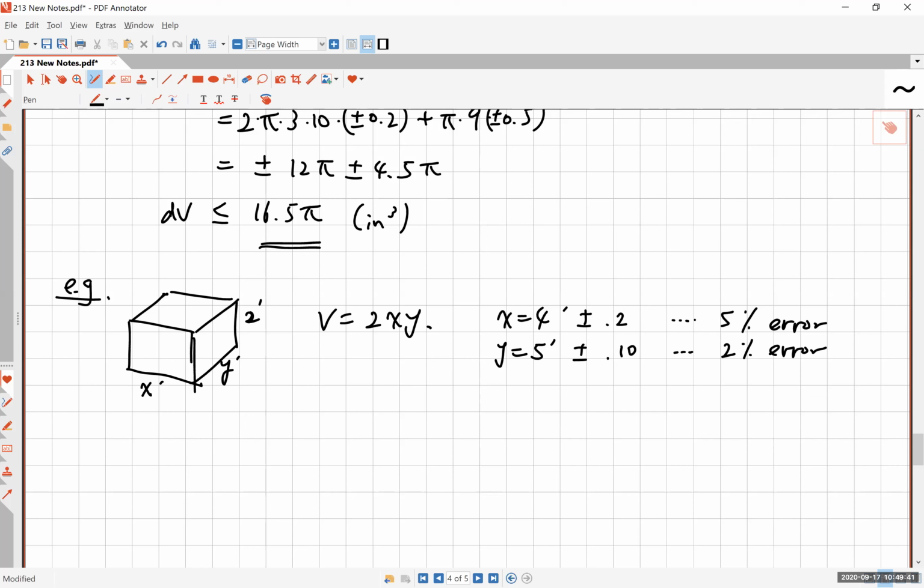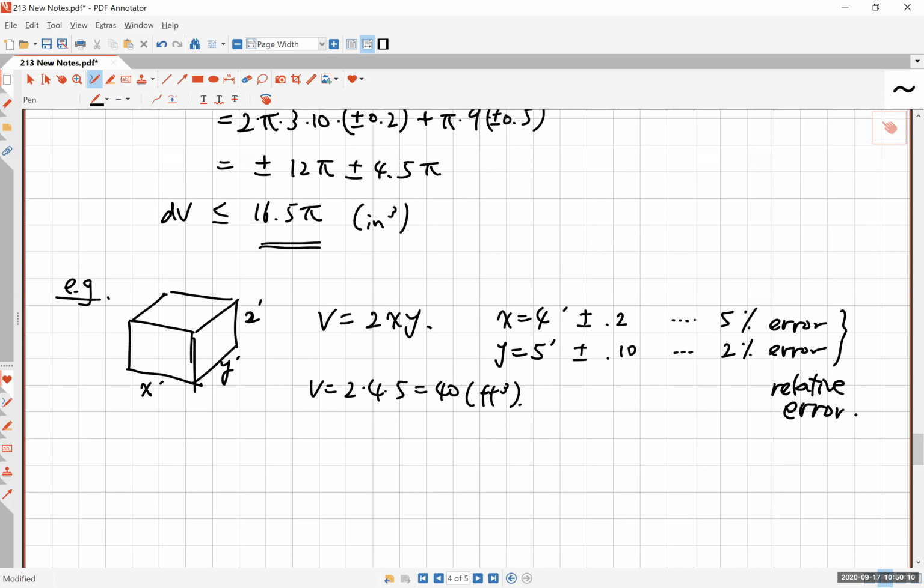It's 5 by 4 by, sorry, 2 by 4 by 5. And so that's 40, okay? It's 40 cubic feet. That is the capacity or the volume of this box, except the length X could be off by 5% and Y by 2%. Now, these are called relative errors, okay? And relative just means percentages.